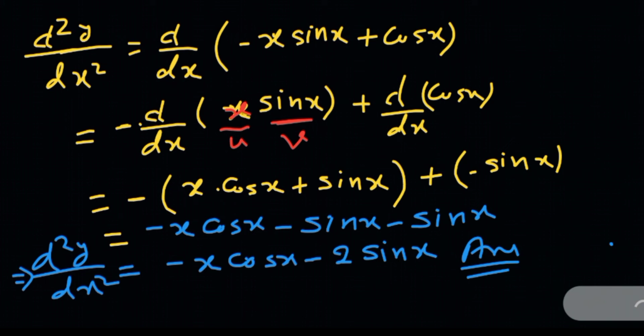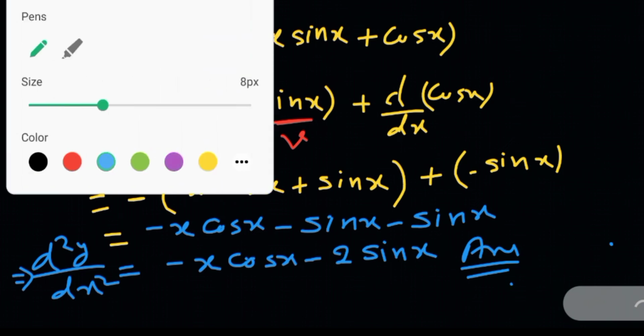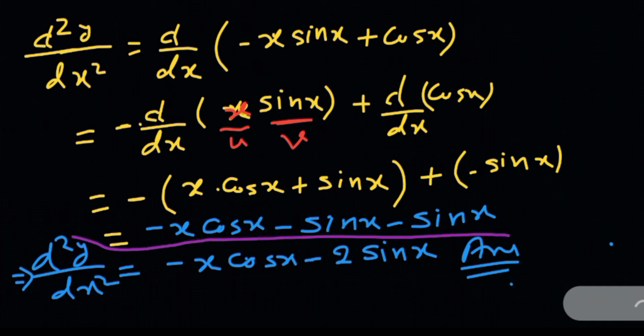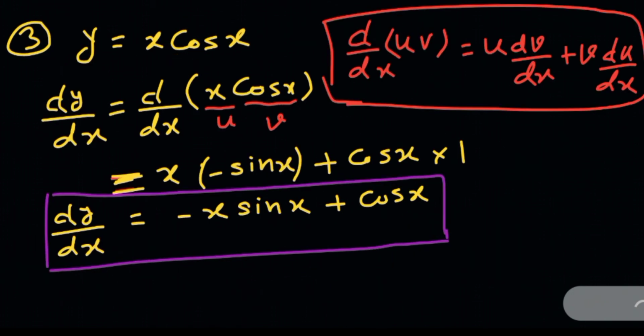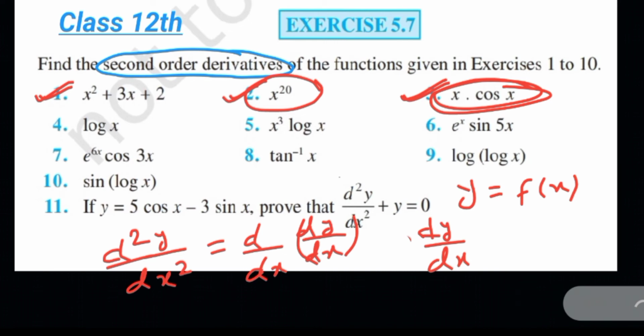So I hope you understood. This will be our d2y upon dx square. So this was our question number 3. Question number 3 we have completed. Now we'll move to question number 4.